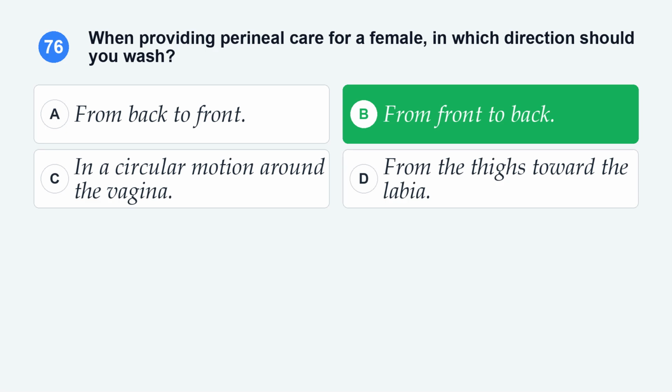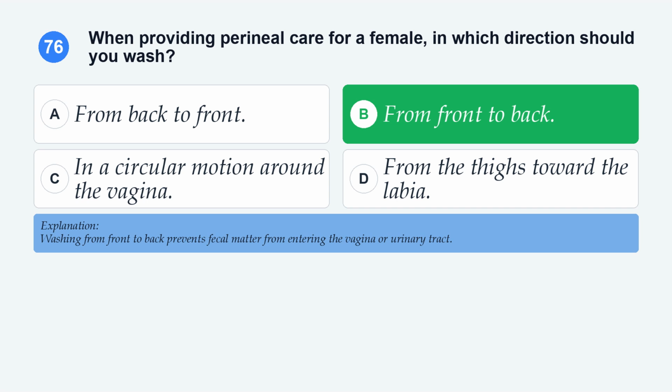The correct answer is option B. From front to back. Explanation. Washing from front to back prevents fecal matter from entering the vagina or urinary tract.